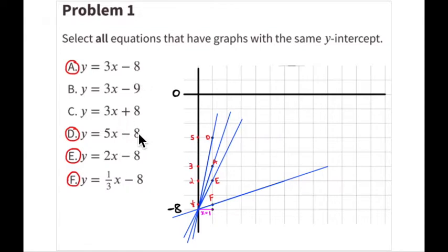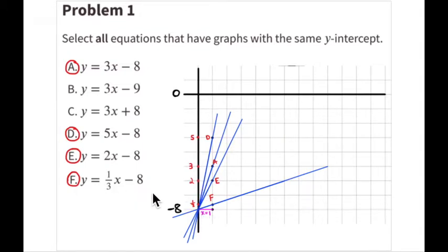Now these 4 all cross the y-axis at the same place at a -8. So I would change this to adding a -8. So that -8 will tell you that they cross the y-axis at y equals -8. So right here. So this is y equals -8.